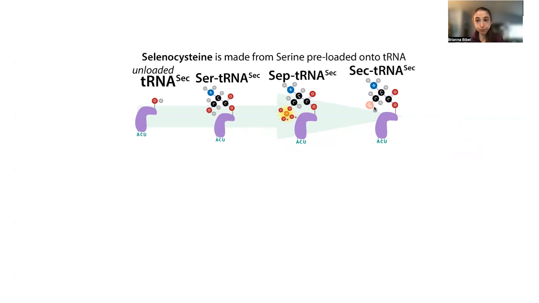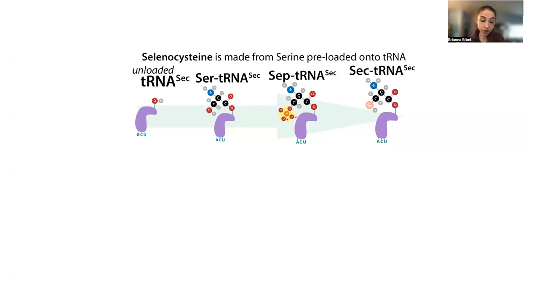So this is what I was referring to when some people say it doesn't really count as one of those genetically encoded proteinogenic amino acids, because the tRNA actually gets loaded and then the tRNA gets modified. But this is all happening before it gets into the protein. So that's an important distinction: this is not a post-translational modification.